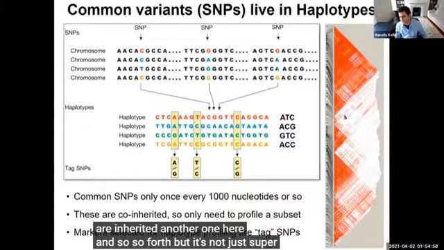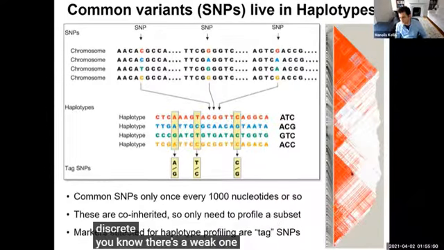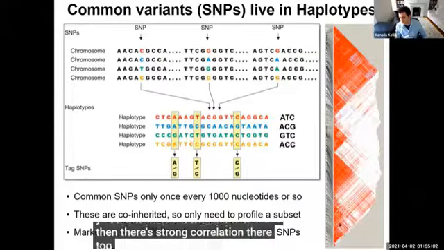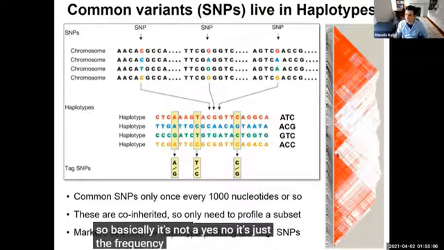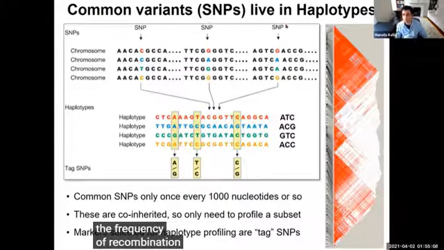But it's not just super discrete. You know, there's a weak one here, but then there's strong correlation there too, and so on and so forth. So basically, it's not a yes, no, it's just a frequency of recombination, okay?